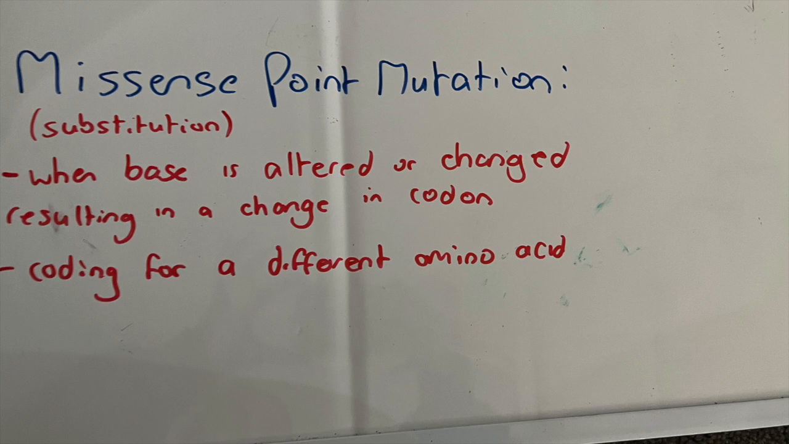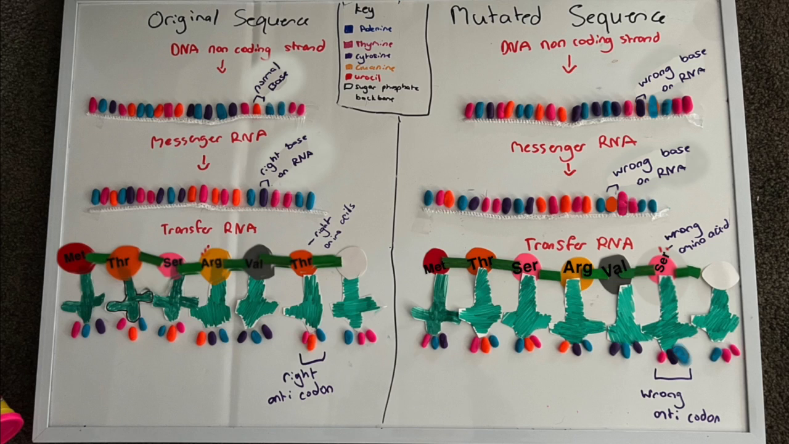Here the left side is showing the original sequence compared to the mutated sequence on the right. Here the right nucleotide base on the DNA non-coding strand of guanine is substituted for cytosine on the mutated side. This results in the wrong base pair on the mRNA strand, resulting in the wrong anticodon coding for the wrong amino acid.